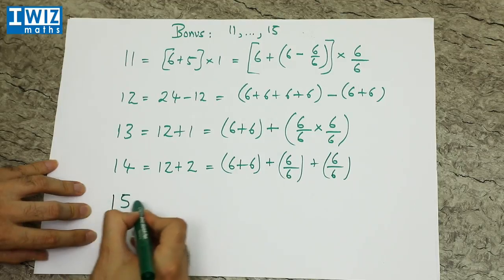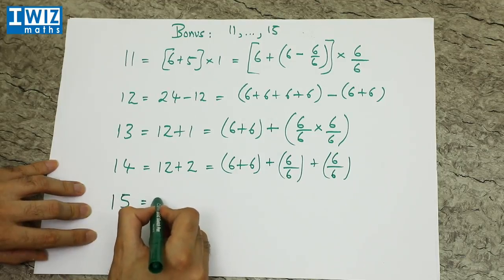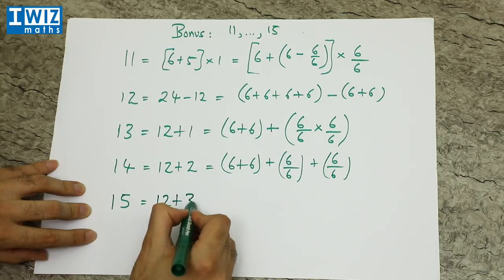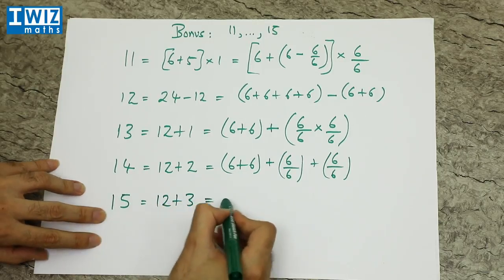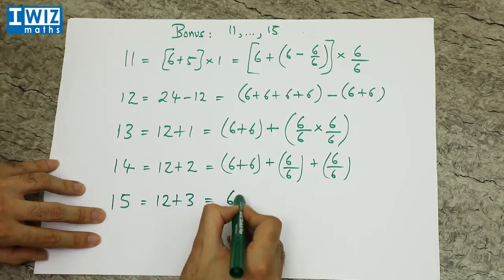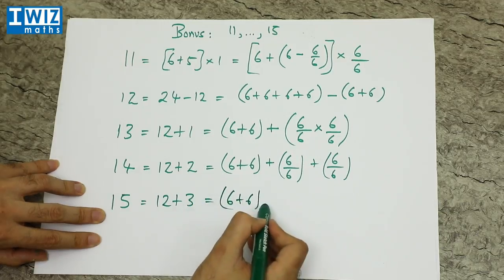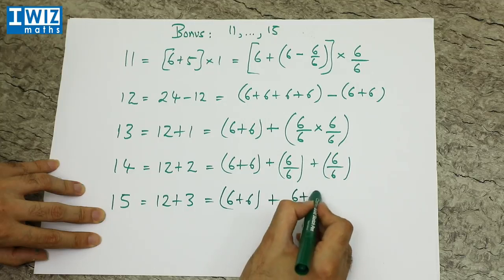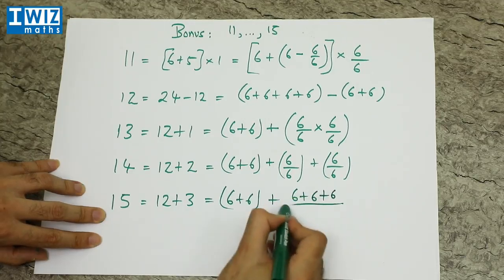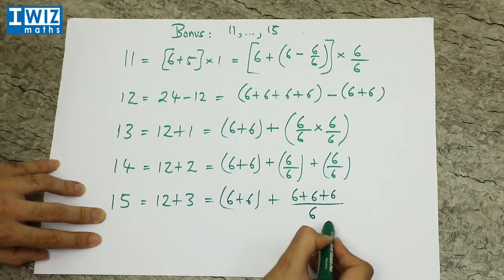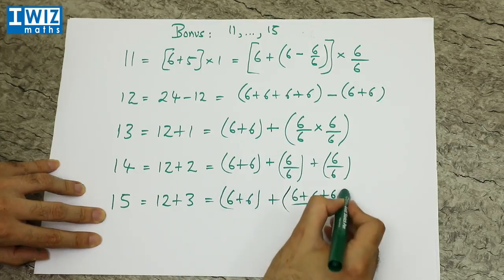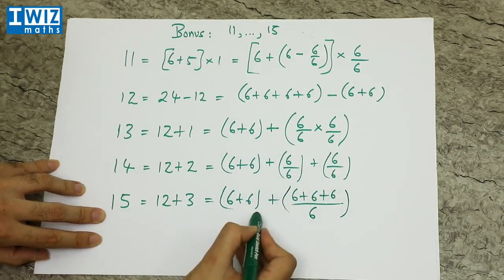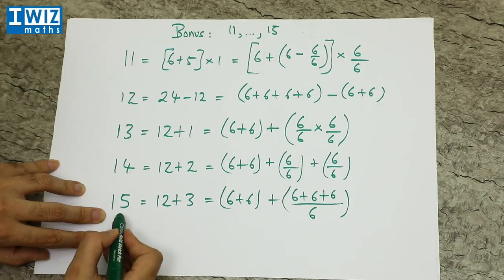And finally on to 15, that would be 12 plus 3. So 12 is again easy to get, which is just 6 plus 6, and to get to 3 we get 6 plus 6 plus 6, which is 18. Divide that by 6, which gives us 3. So that's 12 plus 3 is equal to 15.